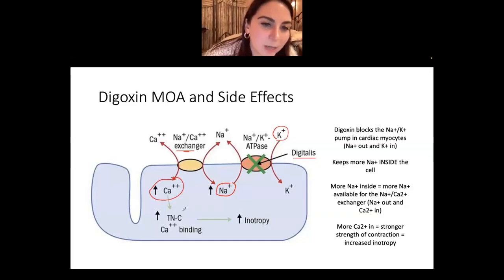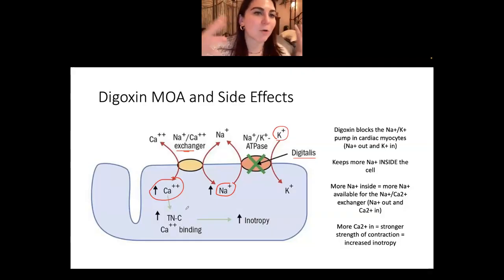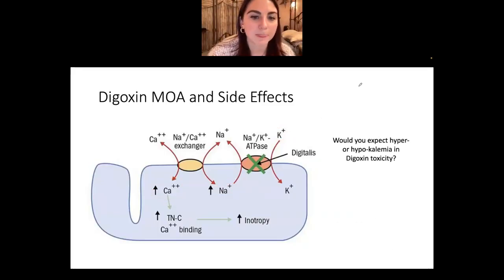Now when we have more calcium inside the cell, we have more calcium that can bind to troponin C. It goes through that whole power stroke process, and that's what increases your inotropy. So this is how it increases inotropy. It causes more sodium to be inside the cell available for this sodium calcium exchanger. So now more sodium can get pumped out and more calcium can get brought in, and with more calcium inside the cell, you can have stronger contractions, positive inotropy.